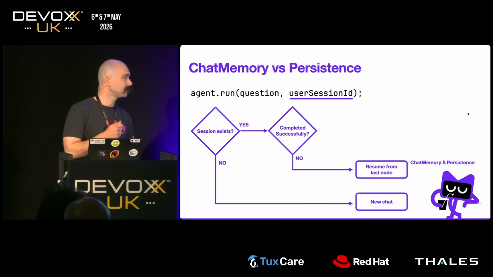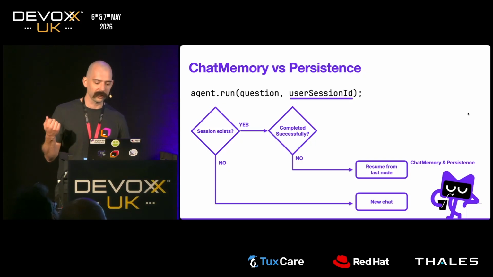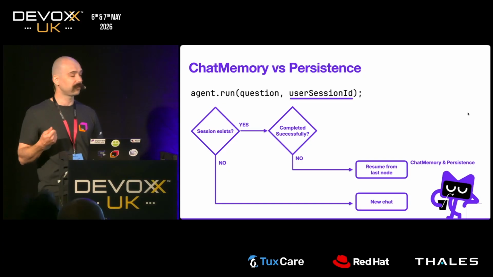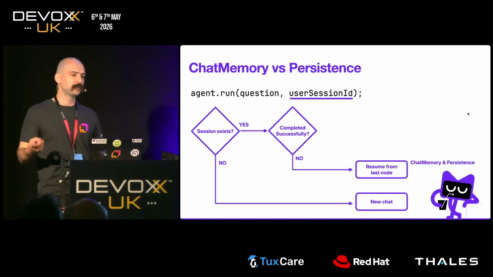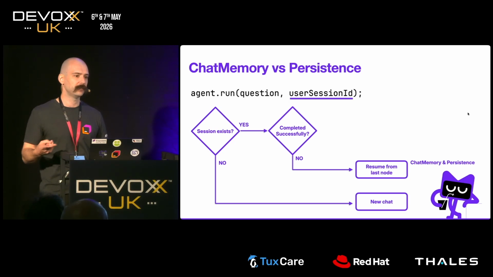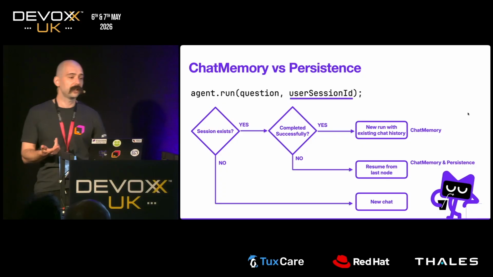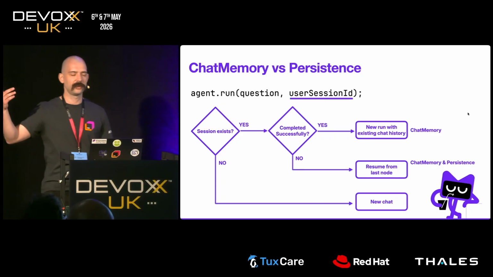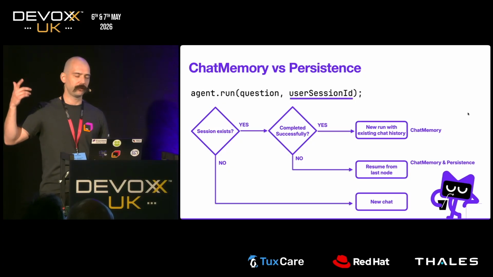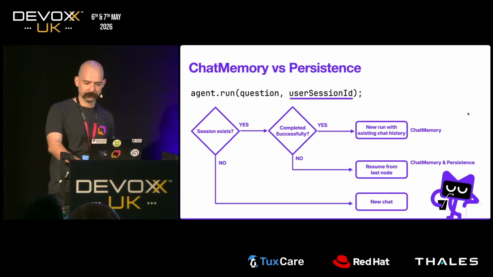If a session was found, then the question is asked, did it complete successfully or not? In the case that it did not complete successfully, it will load the history from the chat memory, and it will resume from the last node that it was working on. But if it did complete successfully, we consider it a new run, but the chat memory is loaded, right? So that the agent knows all the communication that happened before.